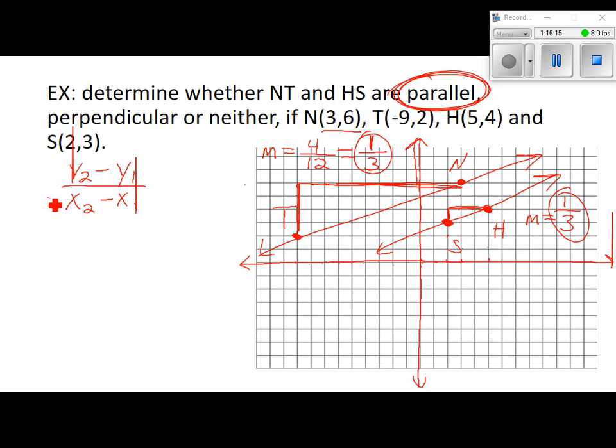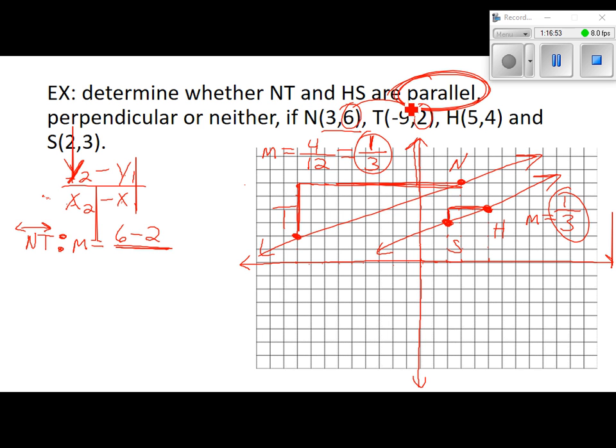Instead of graphing them, I could have used just this formula. Just remember with the slope formula, the y's are on top, the x's are on bottom. So if I do the slope of line NT, the y's for N and T are 6 and 2. It doesn't matter which order they go in as long as you keep the y's and the x's in the same order. So I'm going to do 6 minus 2.